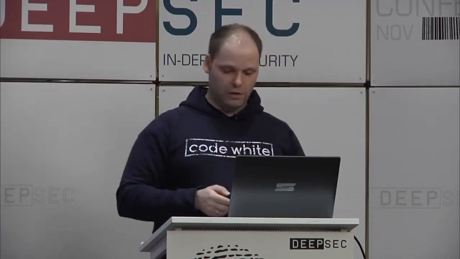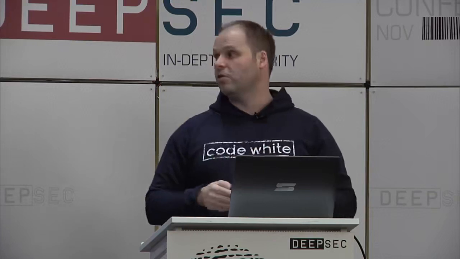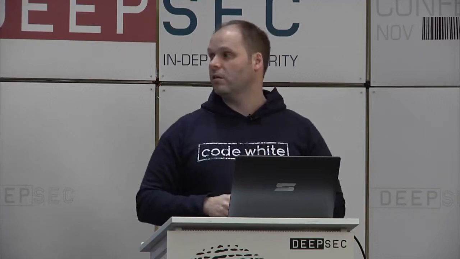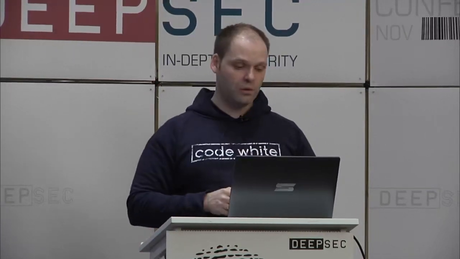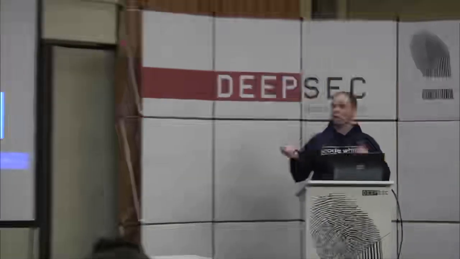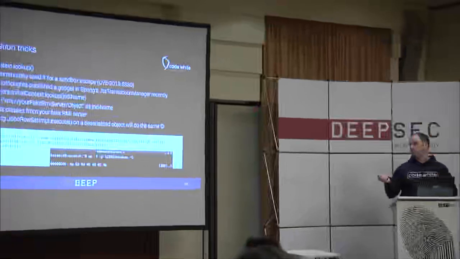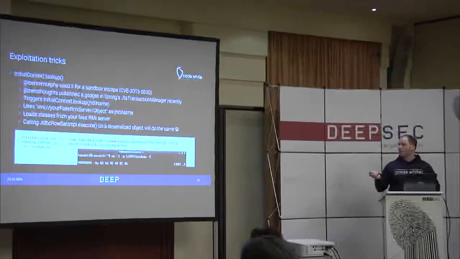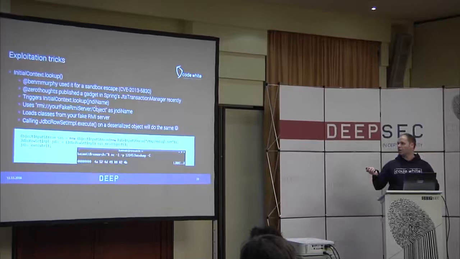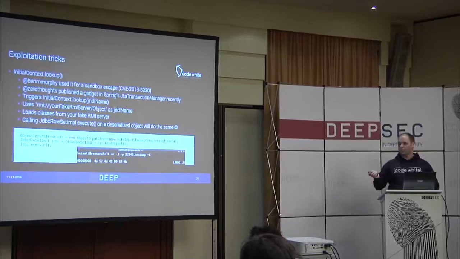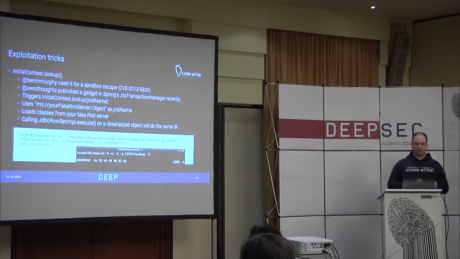And the InitialContext.lookup trick can also be used in a gadget, which is the JdbcRowSetImpl class of the Java runtime environment. Whenever you invoke execute, connect, or several other methods, it will do InitialContext.lookup with a JNDI name you can specify, and then it will try to connect to your RMI server.